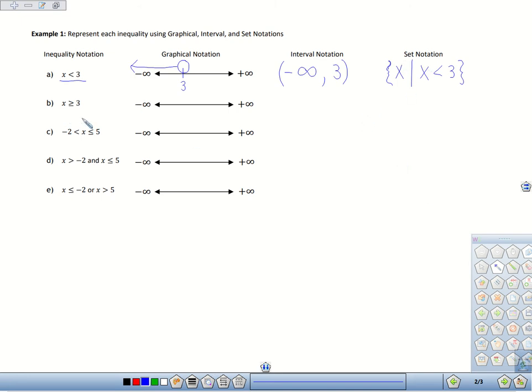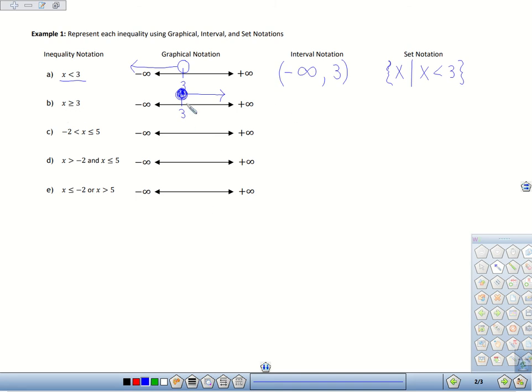So let's move on to B. I'm going to plot 3 on the number line somewhere. Is this going to be an open or closed circle? Thank you. And then which way is my arrow going to go here? Good. It's going to go towards the positive because we're talking about values that are greater than or equal to 3. So is 3 included in this case? Yes, it's included because we have the equal to.